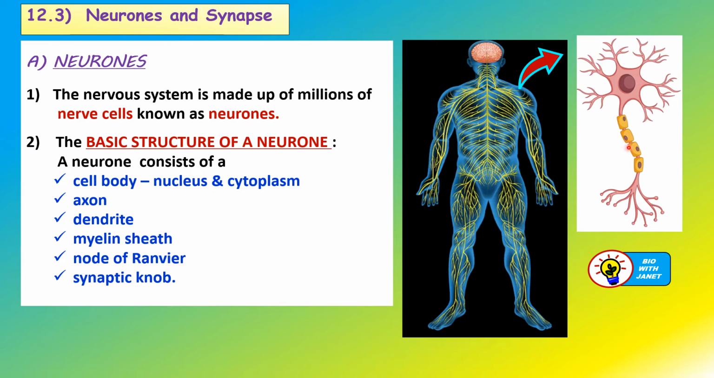It has an axon here, which transmits nerve impulses away from the cell body, and the axon may be coated with a myelin sheath to protect it. Then the gaps in between the myelin sheath are called nodes of Ranvier, and finally the axon branches out to form many branches that end in the swelling called the synaptic knot. Let's find out more about the structure and the functions of the various parts of the neuron.